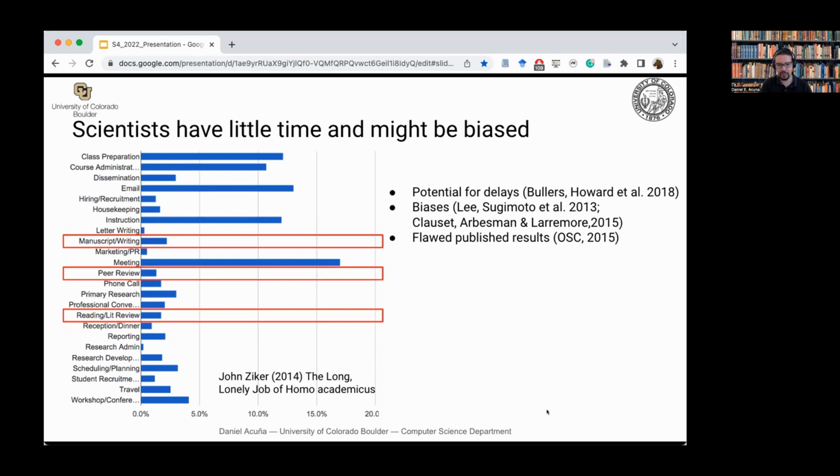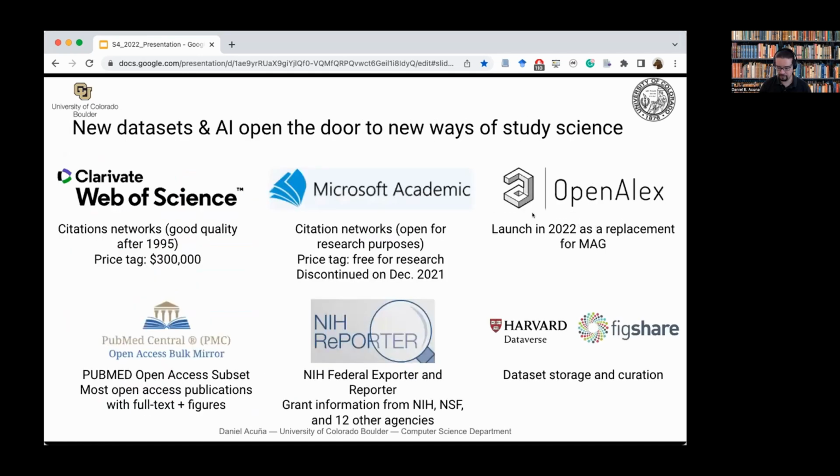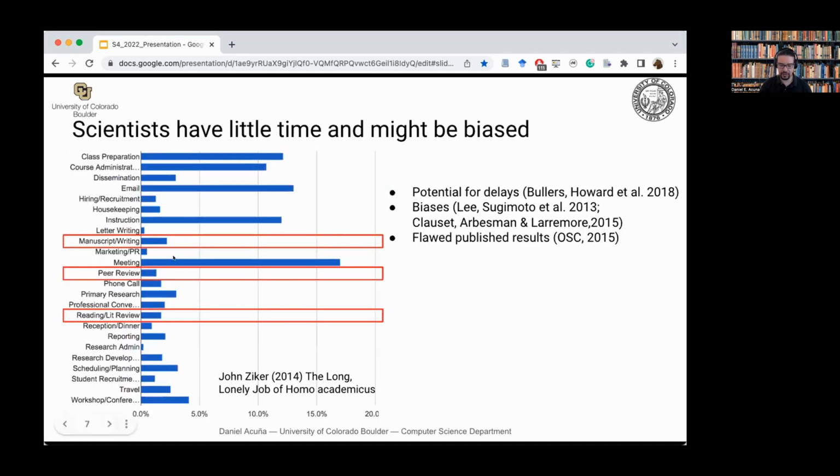If you look at a survey that is already old, eight years old, that asked scientists how they spend their time over a week, you see that for a lot of the activities involved with scientific discovery, like selecting topics and reviewing, the time is very small compared to all the other activities that we do as scientists. It was very, very tiny. We spend most of our time in meetings, class preparation, administrative stuff, writing emails, but very little on science itself.